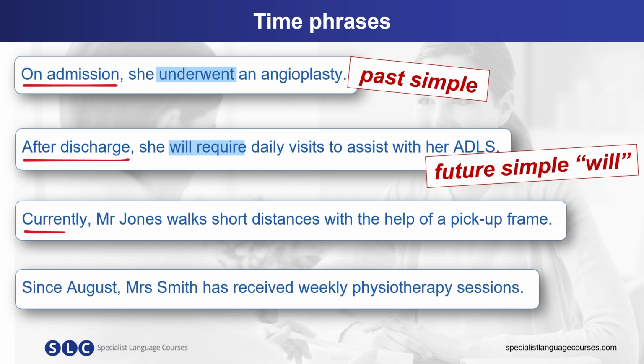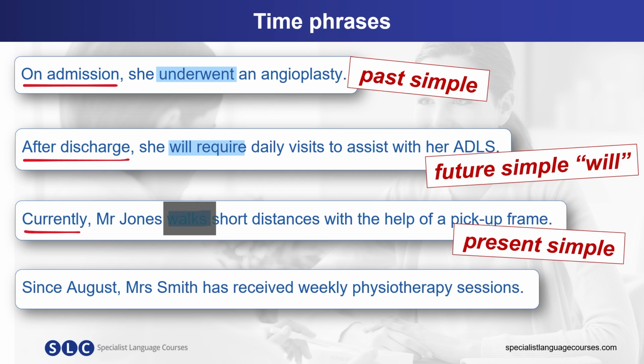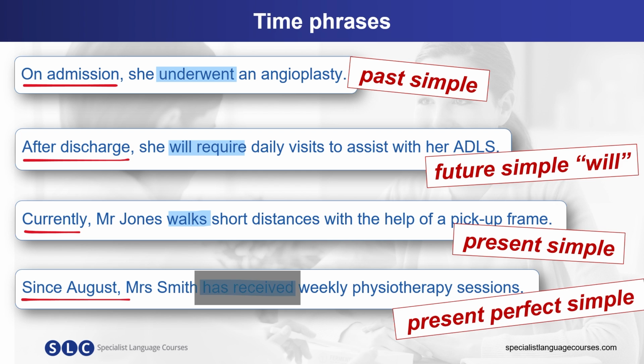When we use currently, we know that we are talking about the present, so we need to use the present simple. For example, here Mr. Jones walks. In the last example here, we can see that since has been used, so we know we need to use the present perfect. For example, has received.